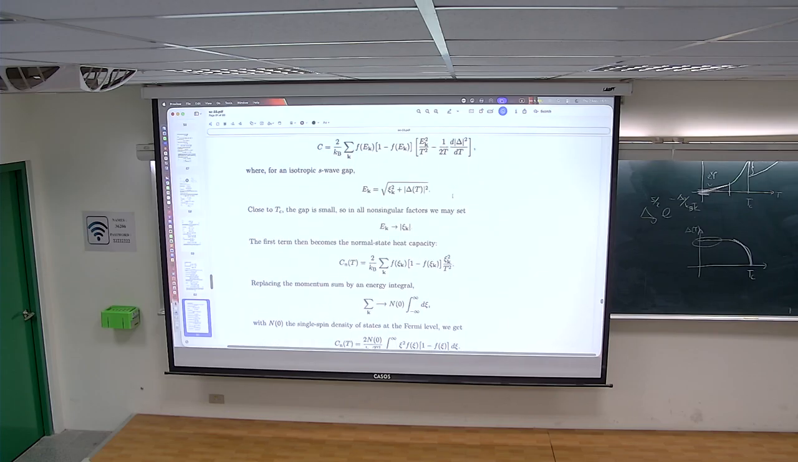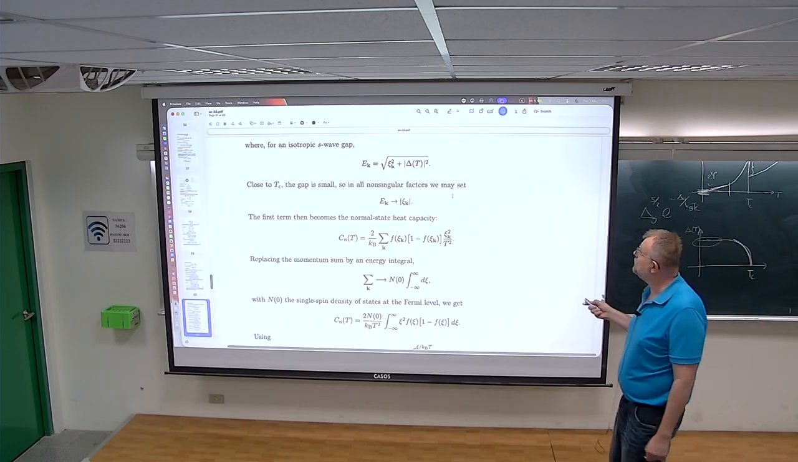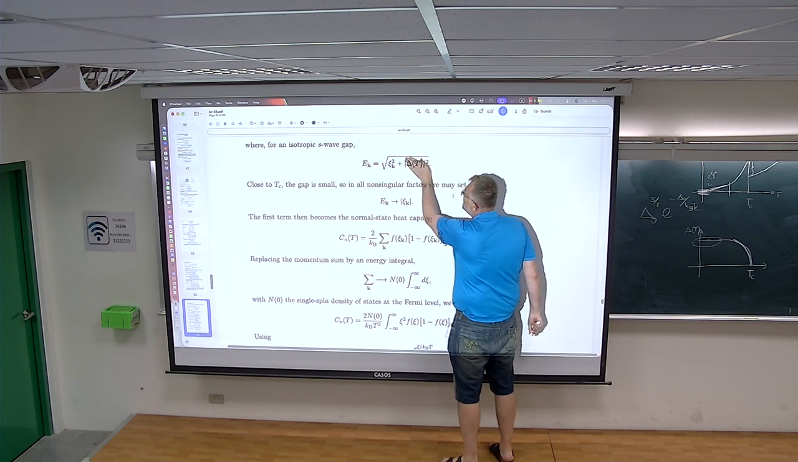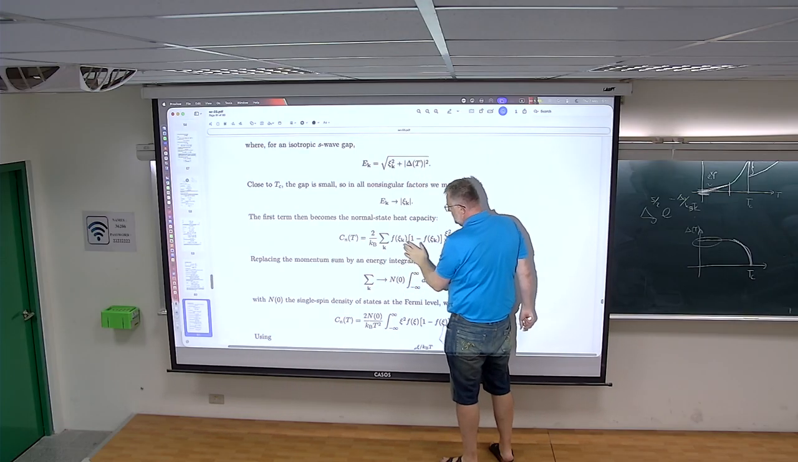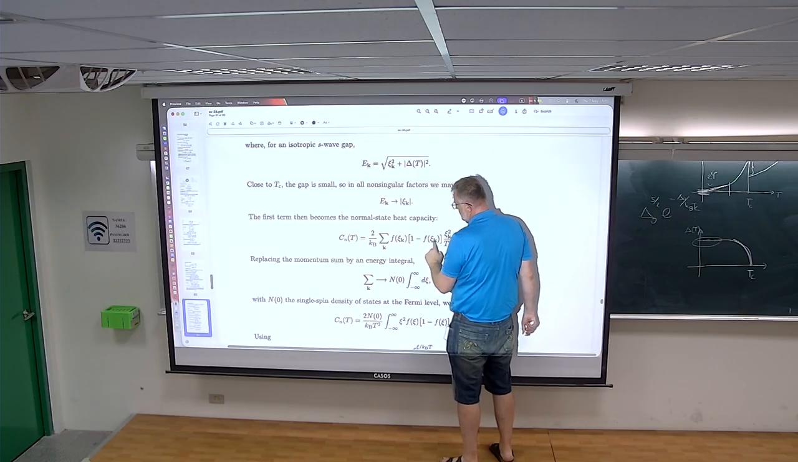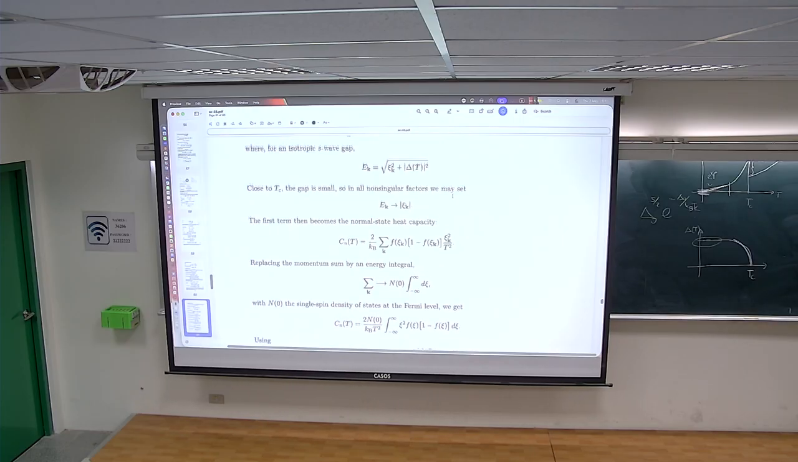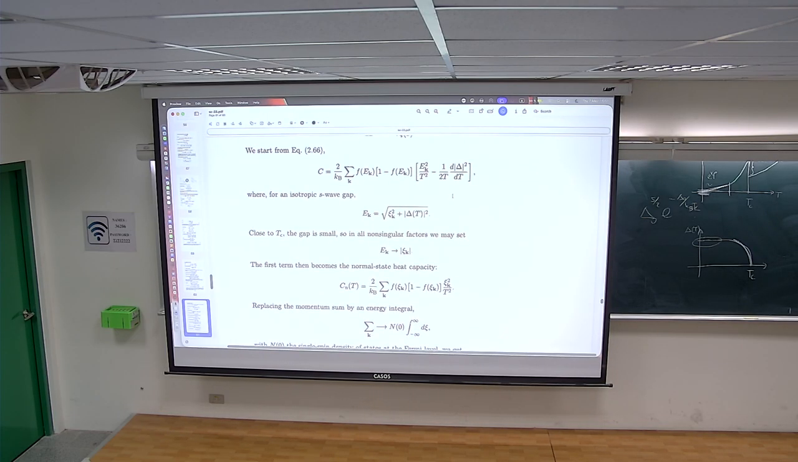Again, the relation between E_k and xi_k. But if the gap is very, very small, we do the following approximation. Close to Tc the gap is almost 0, so we completely ignore it. Everywhere before I had f of E_k, but now I'm just putting xi_k everywhere. So this is the opposite limit. Now I first calculate the first term, since I have two terms here.